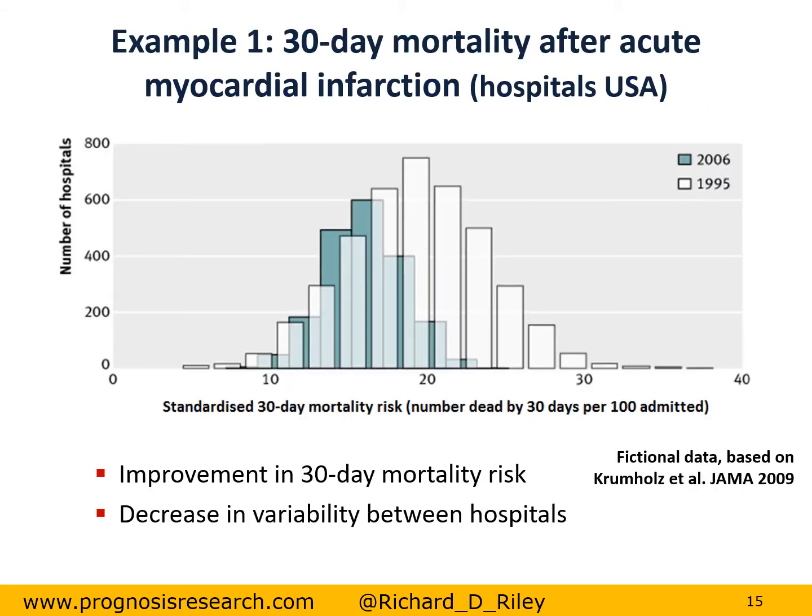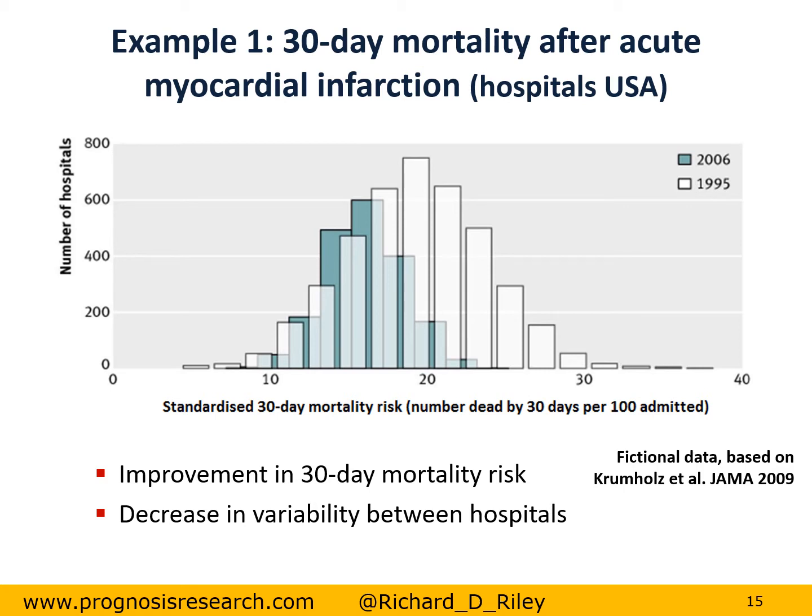This graph also demonstrates that as well. So we've got the 2006 in the bluey green, and we've got the 1995 in the white. And I'm plotting here a histogram of the number of hospitals against the 30-day mortality risk, the number of dead by 30 days for every 100 admitted with a heart attack. And we see that the mean of the 2006 histogram is 15%, and the mean of the 1995 histogram is about 19%. So the distribution has shifted to the left over the 10 years, which is good. The mortality risk is reduced.